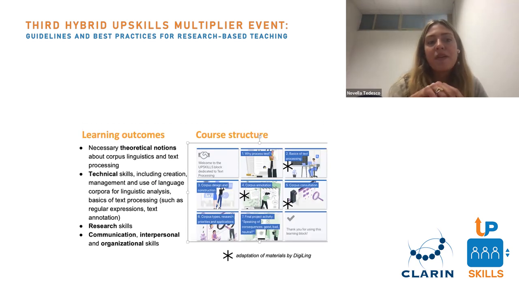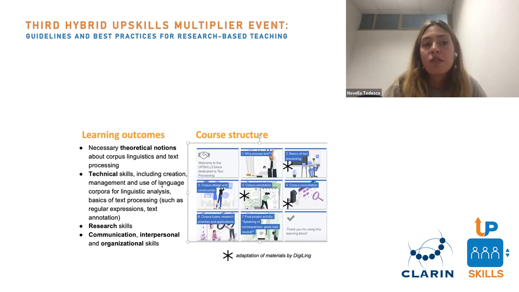For the development of the content in some of the units, we have adapted and transformed the pre-existing materials available in the DigiLing course. This is signed with the black asterisk. However, those materials were not very interactive and very advanced for BA students, so we made many changes. The course puts together basic notions and techniques of text processing with the skills related to corpus linguistics, such as corpora creation and management, and the ability to use corpus query tools for simple or advanced queries.